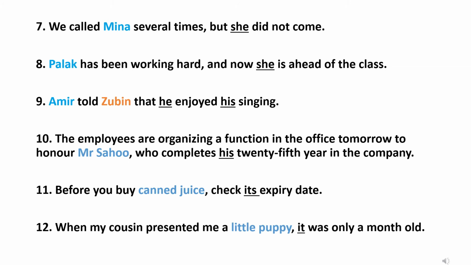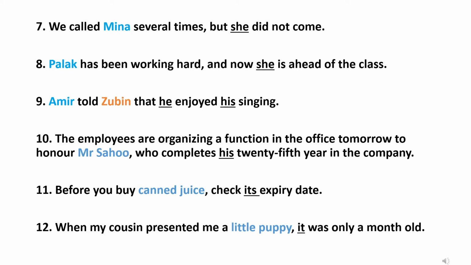7. We called Meena several times, but she did not come. Here she is the pronoun, Meena is the antecedent. 8. Palak has been working hard and now she is ahead of the class. She is the pronoun, Palak is the antecedent. 9. Ami told Zubin that he enjoyed his singing. Here are two pronouns, he and his. Amir is the antecedent of the pronoun he and Zubin is the antecedent of the pronoun his.